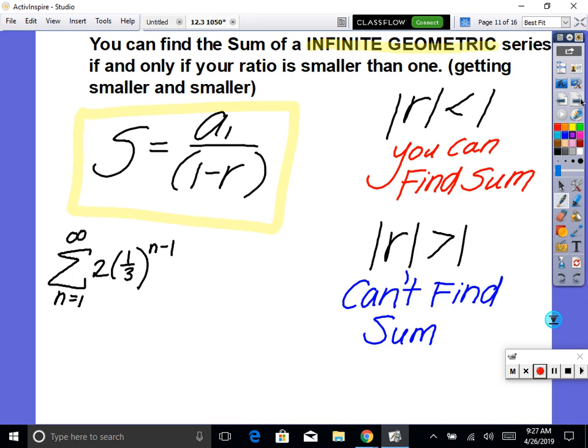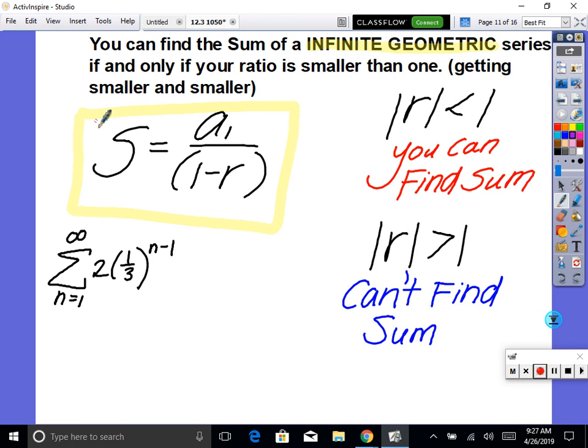Now that has nothing to do with negatives. You do not look at the negative. So that's why I put these absolute values. You only look at the r without the negative. So if your ratio is between 0 and 1, you can find the sum. Essentially, it's easier just to think: if it's getting smaller and smaller, it'll approach 0. Therefore, you can find the sum. But if it's getting larger over time, it will get larger with no bound. Therefore, you can't find the sum.